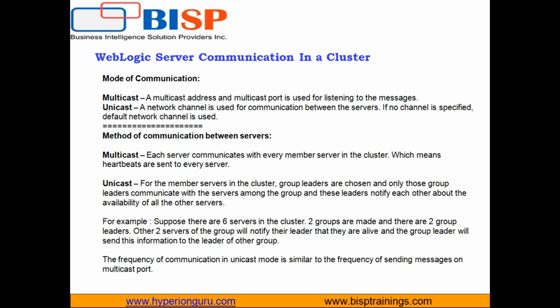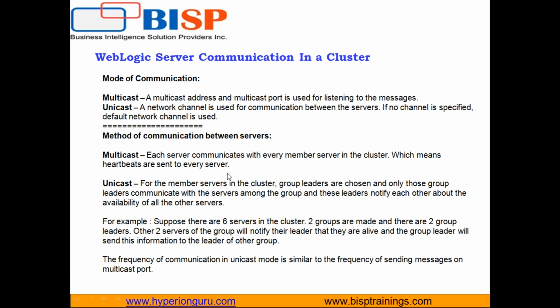Okay, so multicast is an address, and the multicast port is used for listening to messages. Unicast is a network channel used for communication between servers. If no network channel is specified, a default network channel is used. So you can create a network channel for unicast messaging mode. If not, it creates its own. So we'll test both. We'll create a unicast without specifying a network channel, and we will also do it with a specified network channel. So we'll see that when a network channel is not created, it will start listening on its default network channel.